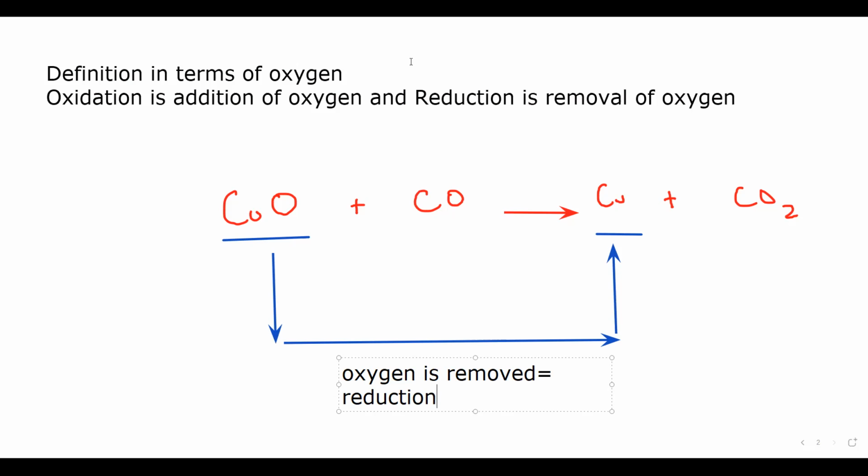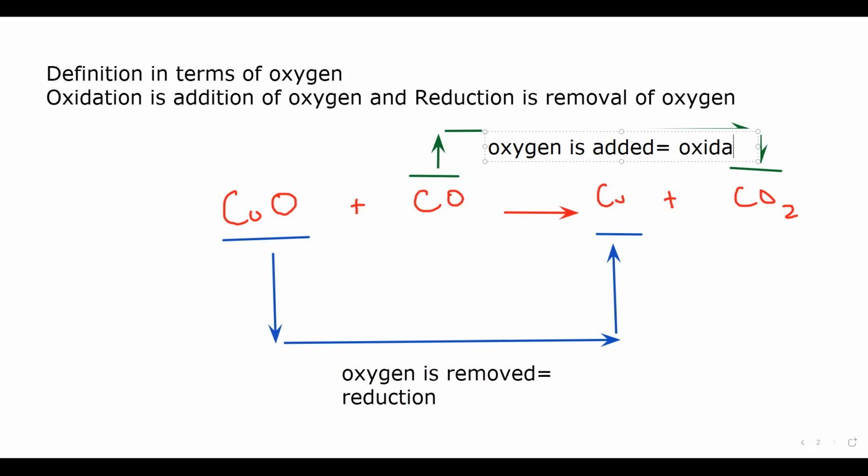And when we check the other part, the carbon monoxide, first it is carbon monoxide and then it turned into carbon dioxide. So when we check the change, first there is only one oxygen, but then there are two oxygen. So it means oxygen is added. And when oxygen is added, what do we call this change? We call this change oxidation. So oxidation is addition of oxygen and reduction is removal of oxygen. Is this example clear? The second definition, in terms of oxygen.